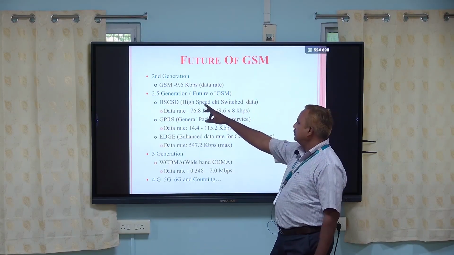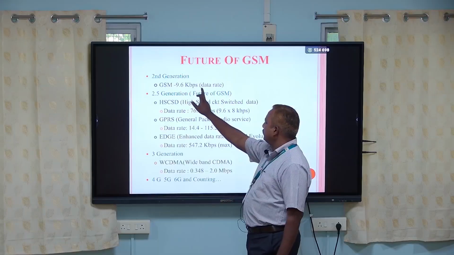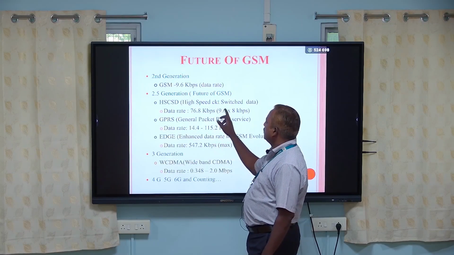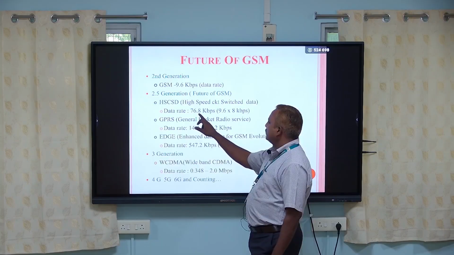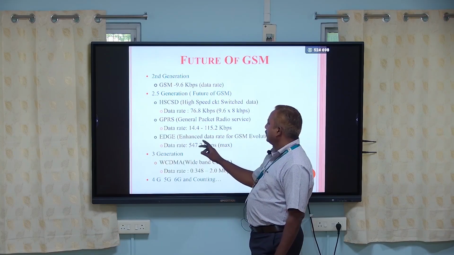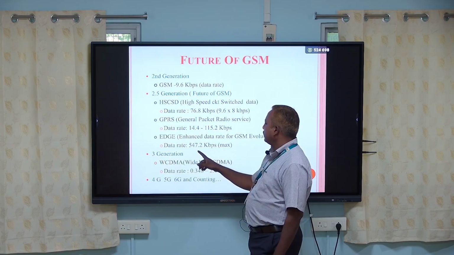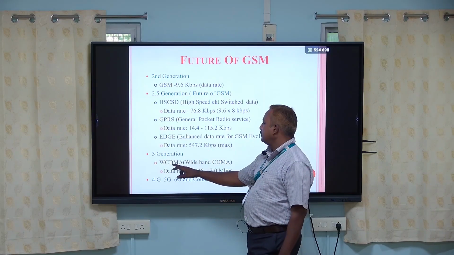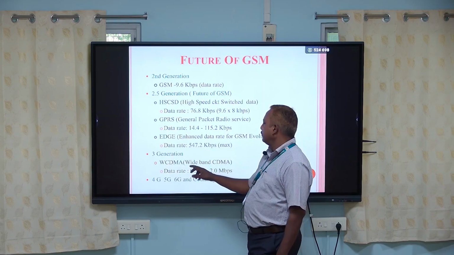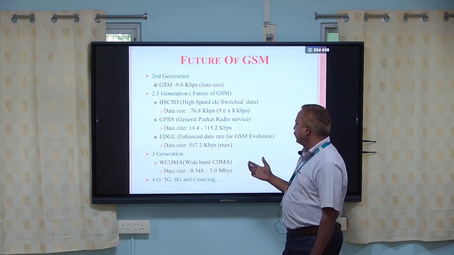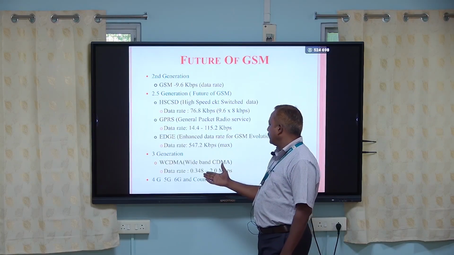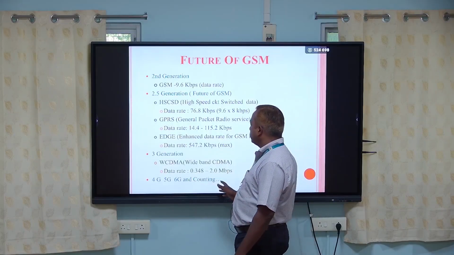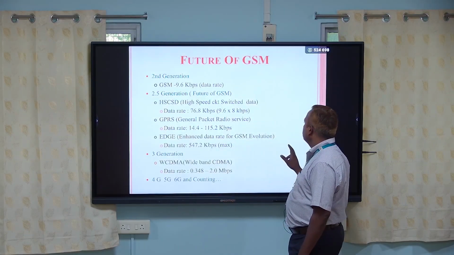Second generation, this 9.6 kbps, what we have discussed. And then 2.5G is high speed data transfer, 76.8 kbps. And then the next one is EDGE technology, 547.2 kbps. And then 3G came, WCDMA, that is wideband CDMA. The data rate is 0.3482 to 2 Mbps. Then 4G, 5G, 6G, and counting. These are all the features.